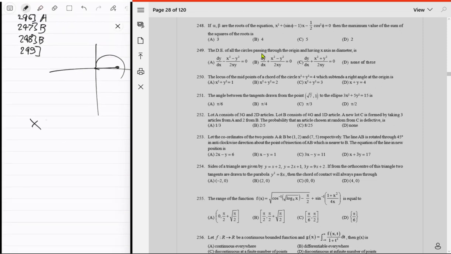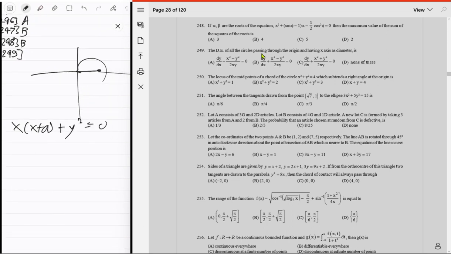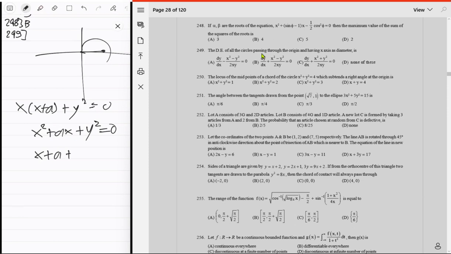It's just what does this actually become? It's like x times of (x minus a) plus y (x plus a), say, in fact. So y square equal to 0. It's like x square plus ax plus y square equal to 0. That is, x plus a plus y square upon x is equal to 0. Differentiate this, what do you get?